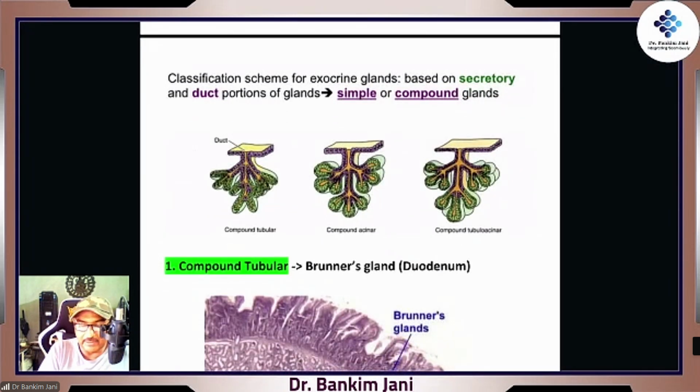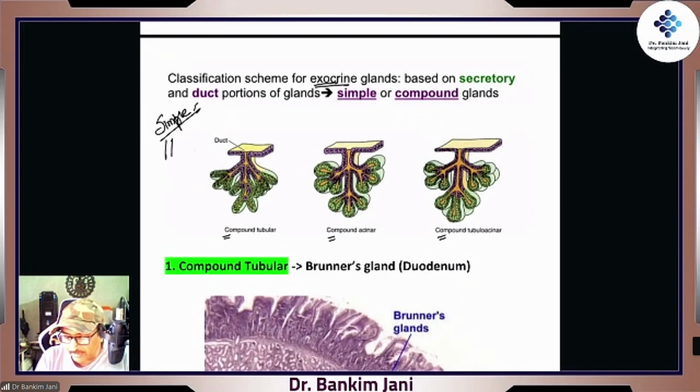Now, this is the classification scheme for exocrine glands, which is based on the secretory and duct portion of glands: simple or compound. Until this point we saw that it was all simple, with one duct. In compound, now see, the number of ducts has increased. So now we have compound tubular, compound acinar, and compound tubulo-acinar. The difference between compound acinar and compound tubulo-acinar is this.